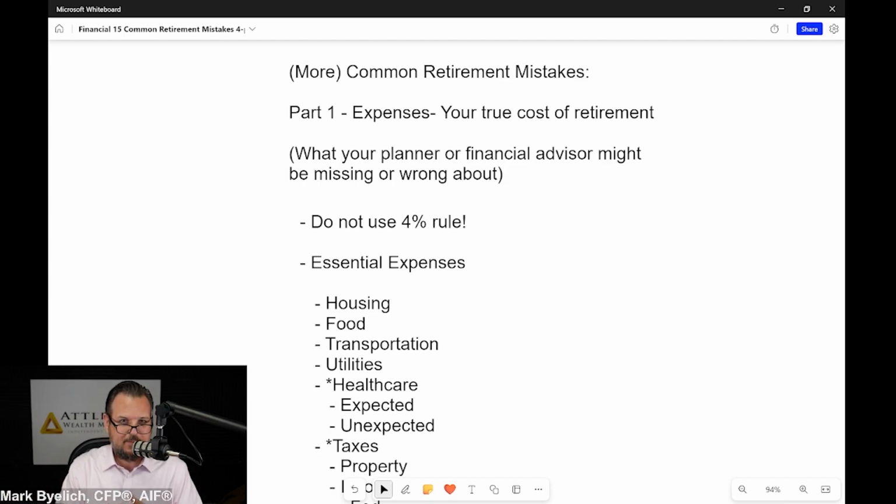So we're going to talk about expenses today. We're going to talk about medical expenses. We're going to talk about IRMA. That's a big one, income-related monthly adjustment amounts. And we're going to talk about taxes.